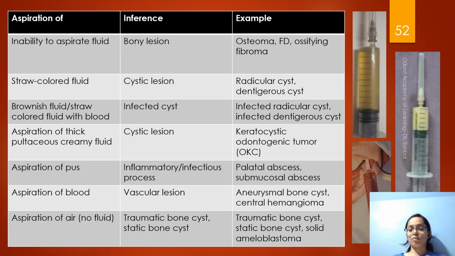Infected radicular cysts or infected dentigerous cysts are commonly seen. Okay, if it is a thick creamy fluid, then it is definitely a cystic lesion, probably suggestive of an OKC. If there is aspiration of pus, that means it's an inflammatory or infectious process, and it is a palatal abscess or a submucosal abscess. If we aspirate blood, then it's for sure a vascular lesion. Okay, never to be biopsied. If we are aspirating air, there is no fluid, then it can be suggestive of a traumatic bone cyst or static bone cyst. Okay.